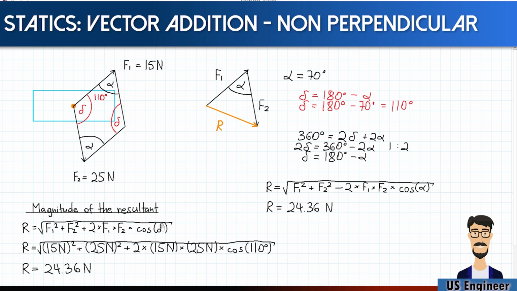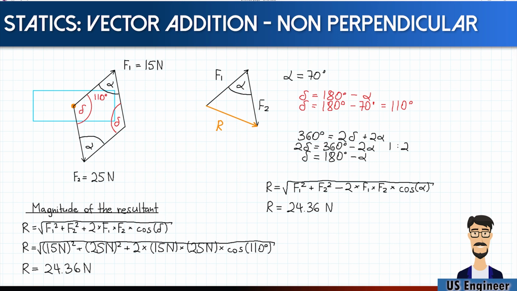And if you have alpha, the angle between the vectors of these two forces, when you add them together, then you can either convert alpha into delta and then plug delta right here, or you can just plug alpha into this version of the law of cosines where you have a minus here instead of a plus.